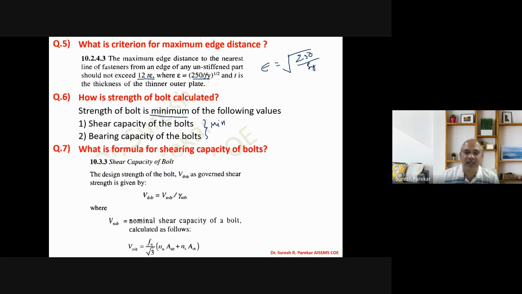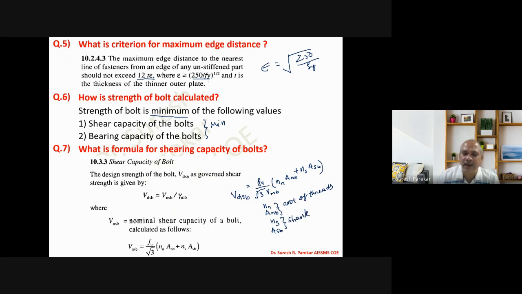What is formula for shear capacity? So this will be VNSB. If I write VDSB directly, then I can write it as Fu upon root 3 gamma MB into (nn Anb plus ns Asb). Now nn and Anb, these are at root of threads. And these ns and Asb, these are related with shank.